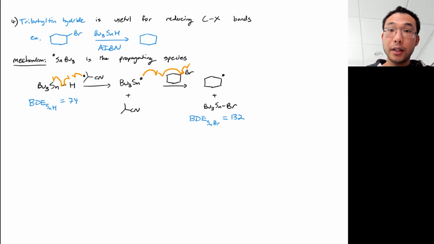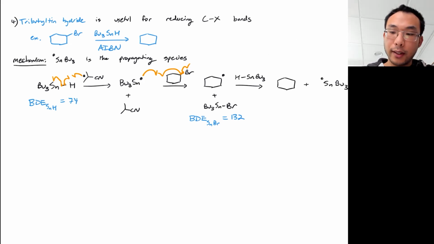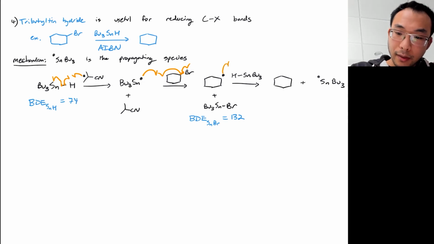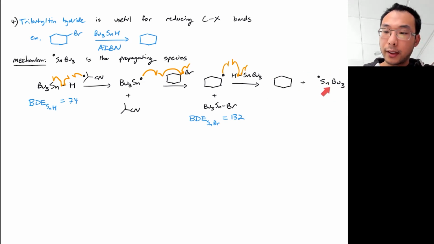Once we're at this stage, just recalling that our propagating species needs to be remade so that it can continue doing this step here. What we'll do is react with the tin hydride to abstract a hydrogen. And then that gets us to our cyclohexane product, and the tin radical continues reacting and propagating.